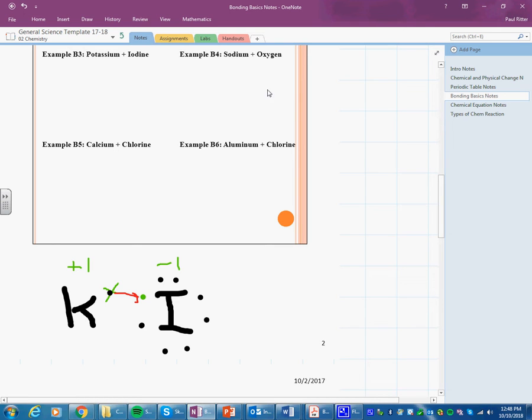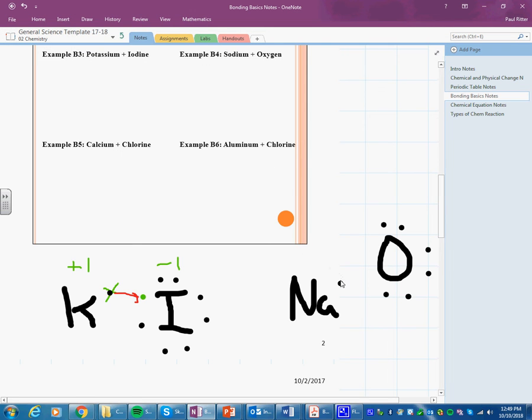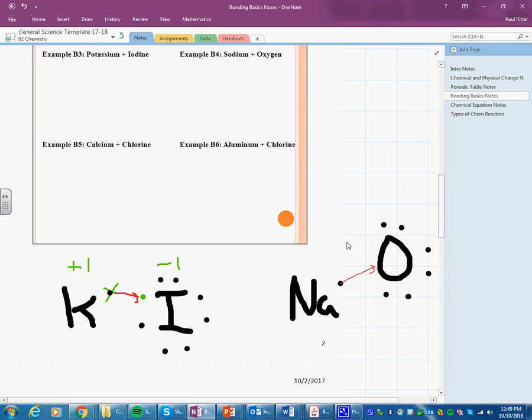So another example, sodium and oxygen, Na and O. Na has 1 electron in the outer shell, and oxygen has 1, 2, 3, 4, 5, 6 valence electrons in the outer shell. And you're going, okay, it wants to give this electron away. Makes sense. And we'll show that electron going over there. Boop. But it wants one more, right? So what does it do?